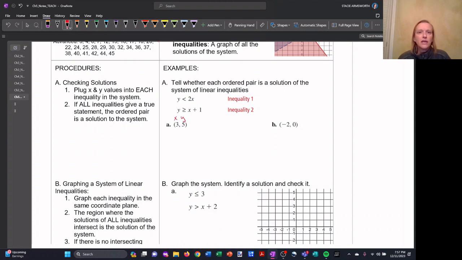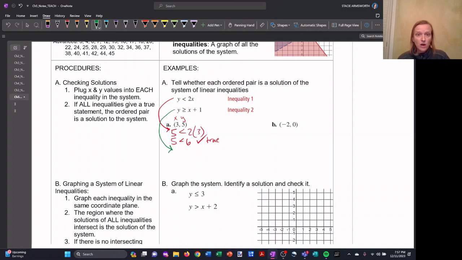So if I do this inequality and plug in 5 where y is and plug in 3 where x is, then I get the statement 5 is less than 6. Well, this is a true statement. So this ordered pair is certainly a solution to this inequality, but is it a solution to the whole system? We have to test the other inequality to find out.